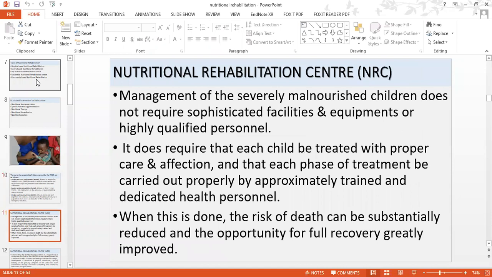As far as nutritional rehabilitation centers are concerned, the management of malnourished children doesn't require sophisticated facilities and equipment or highly qualified personnel. The children are treated with proper care and affection, and each phase of treatment can be carried out properly by appropriately trained and dedicated professionals. When this is done, the risk of death can be reduced, and the opportunity for full recovery is greatly improved.